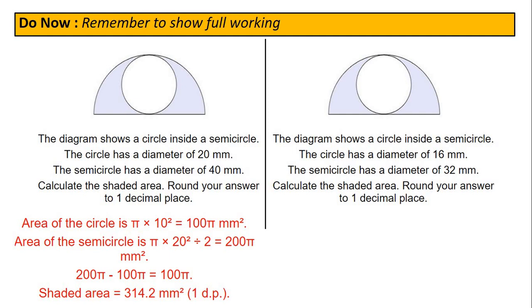So they've labelled that the area of the circle is going to be 100 pi millimetres squared. The area of the semicircle is going to be 200 pi millimetres squared. Those could be worked out as exact values, but we don't want to round too much too soon, only round when you've got to the very end. So we end up with our shaded area is 100 pi, which is 314.2 millimetres squared to one decimal place.